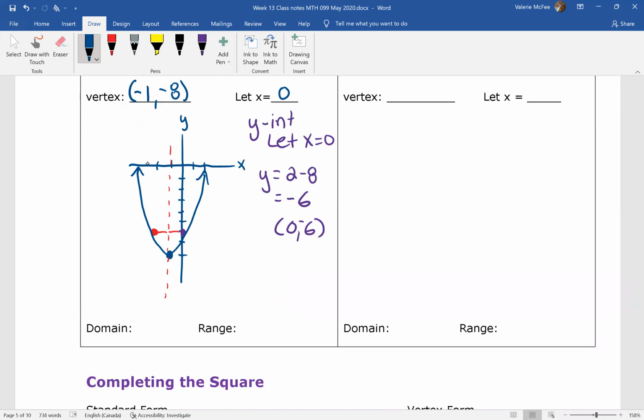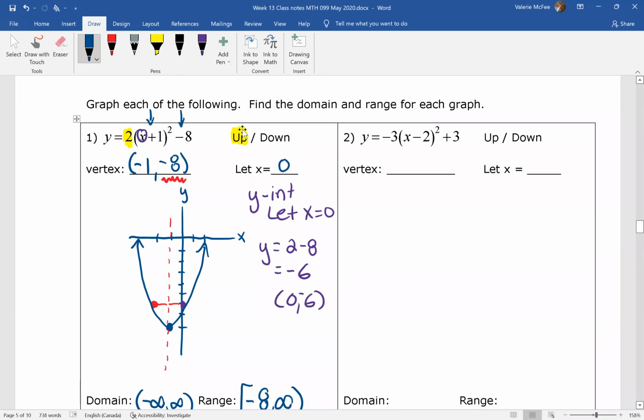The domain is always the set of all real numbers. This graph opens up, so the vertex gives us our lowest point: the range is from -8 to infinity. Rewind that bit again if you need to think about it a bit more.